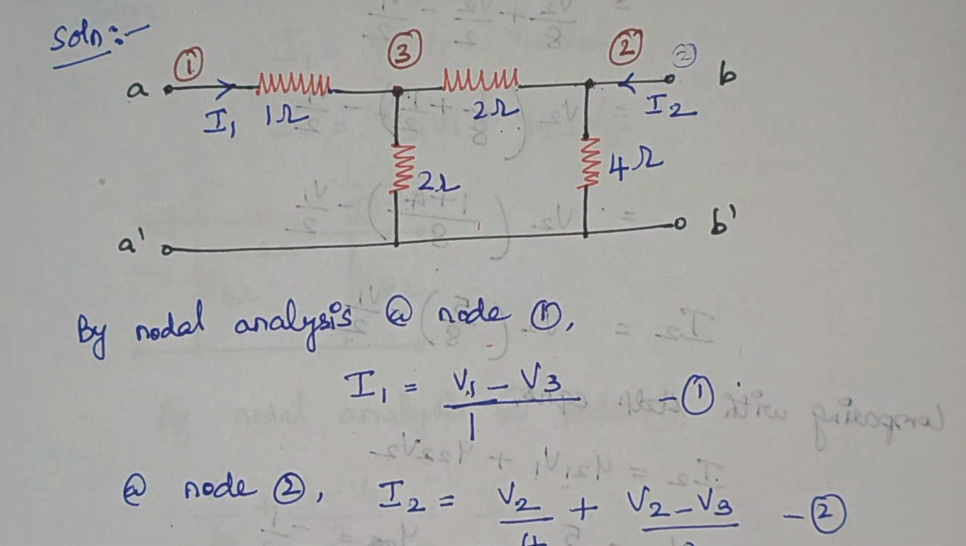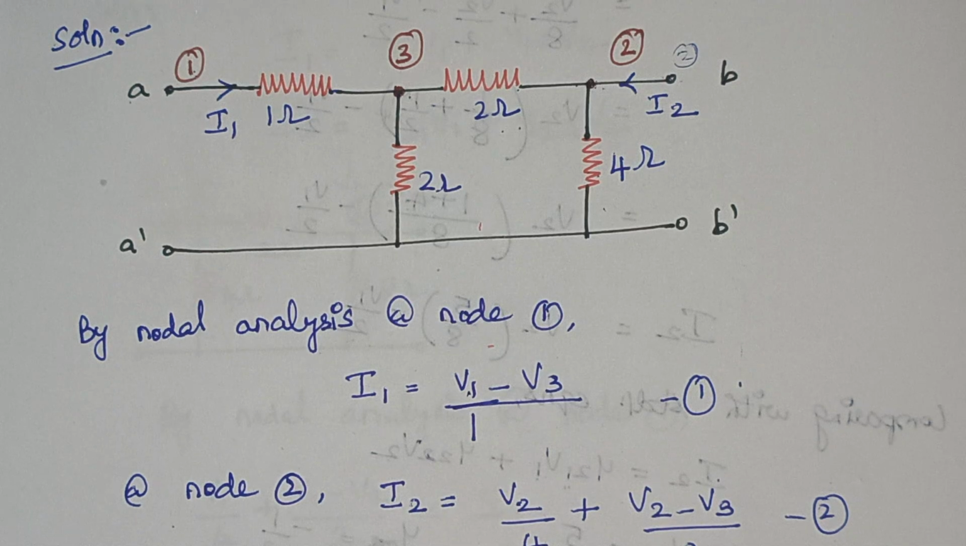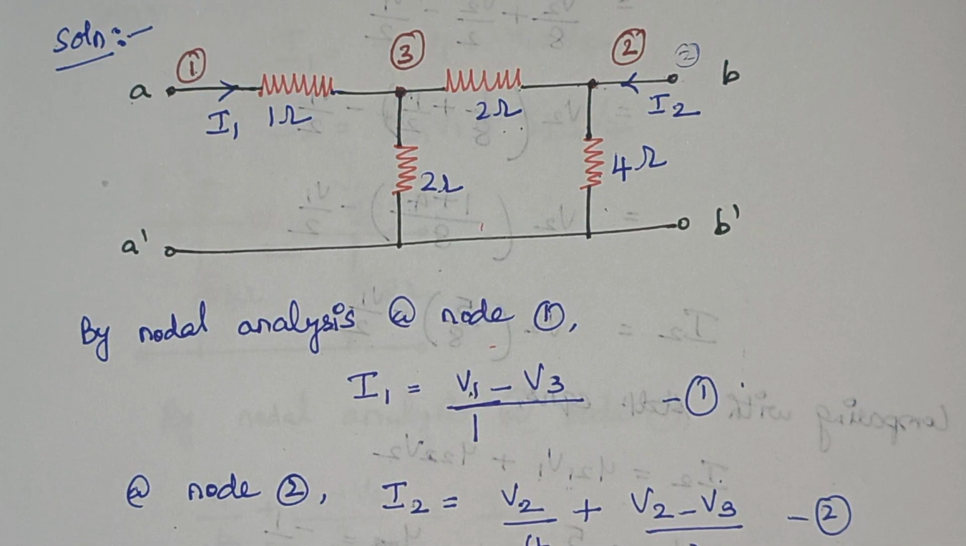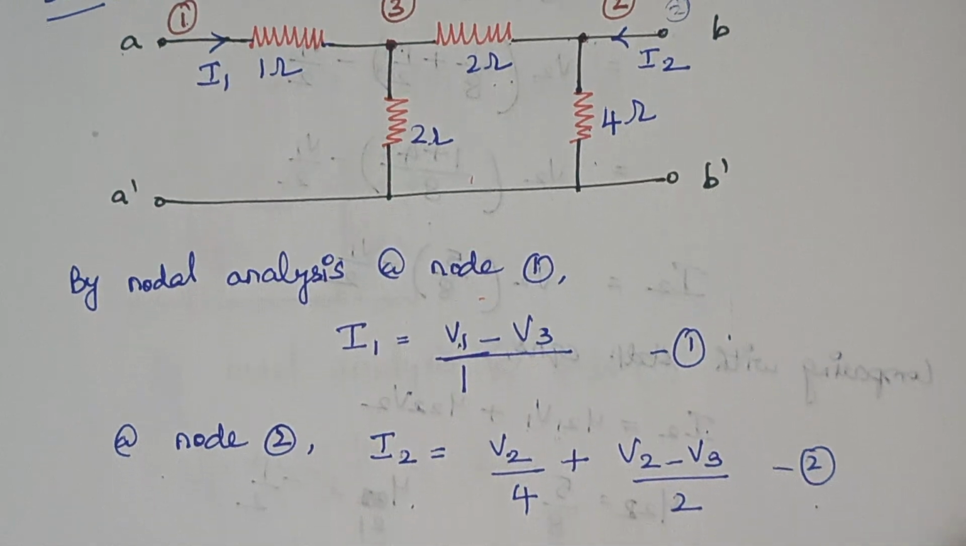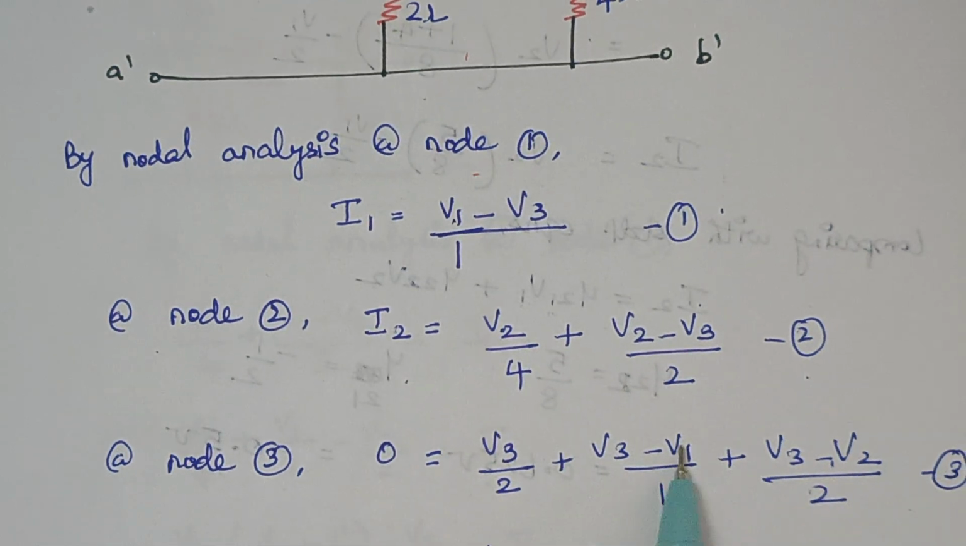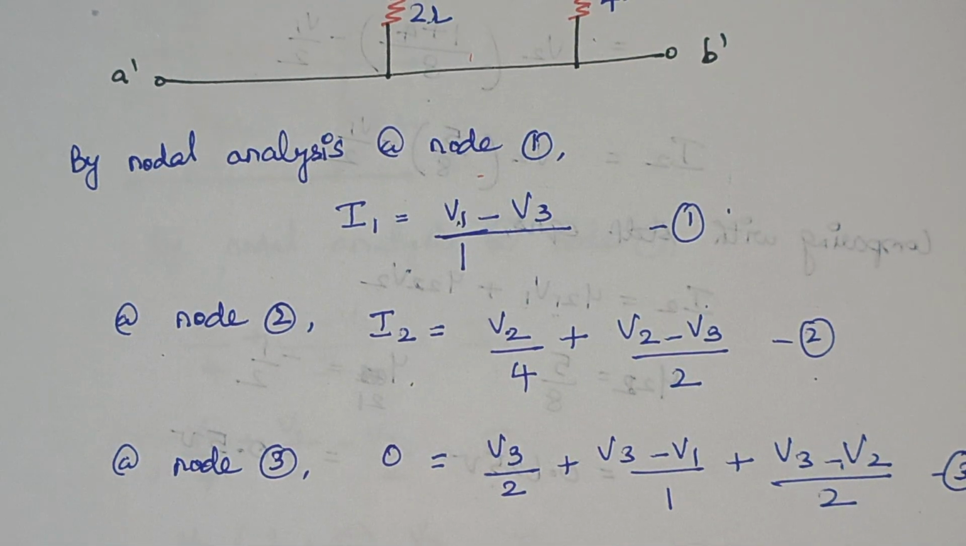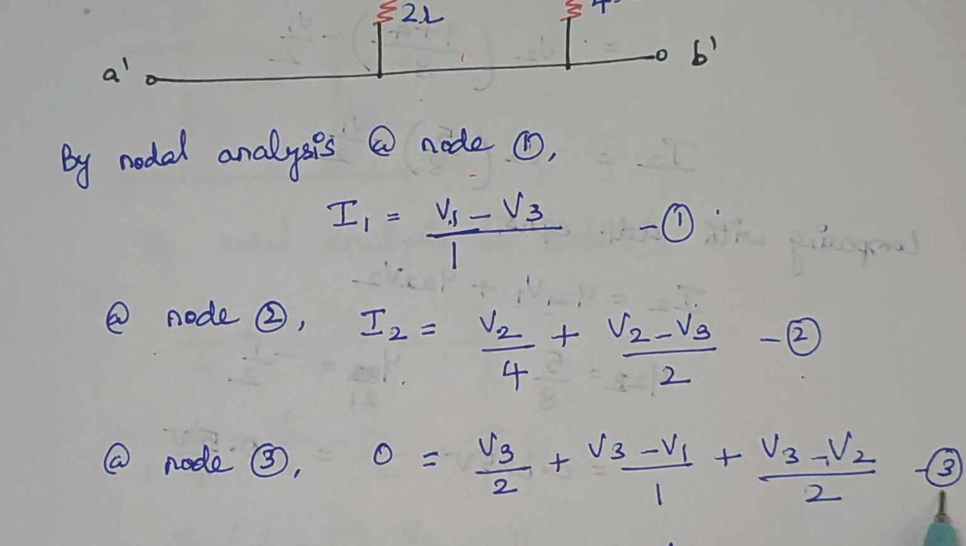Am I making it clear? Because while writing equations, you should consider the node which we are considering. That should be written first. So here it is V3 minus V1 and V3 minus V2. So let this be your equation number 3.